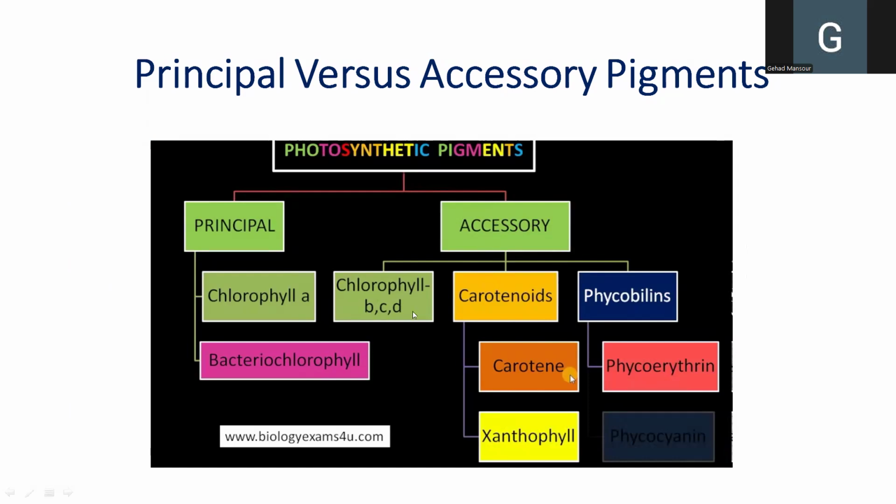chlorophylls B, C, D that are also green, carotenoids that are yellow, phycobilins that are blue. Carotenoids include carotene and xanthophyll, which is yellow. Phycobilins include phycoerythrin, that is red, and phycocyanin, that is blue.